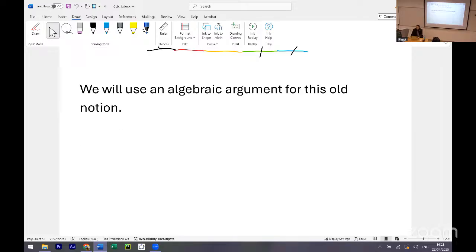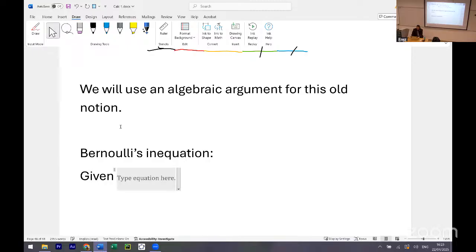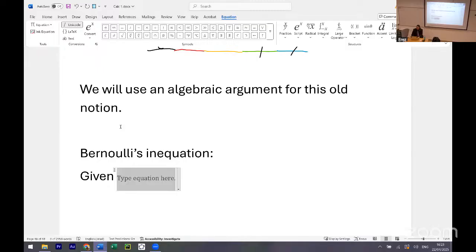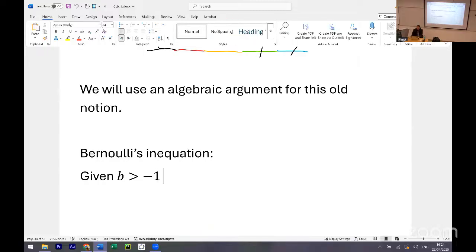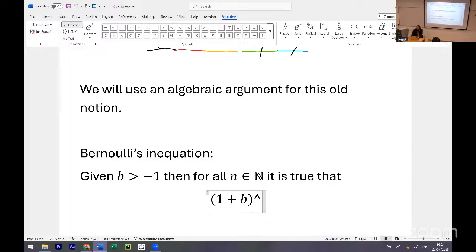Okay, so Bernoulli's inequality. Given b larger than -1, then for all n, it is true that (1 plus b) to the power of n is more than 1 plus n times b.